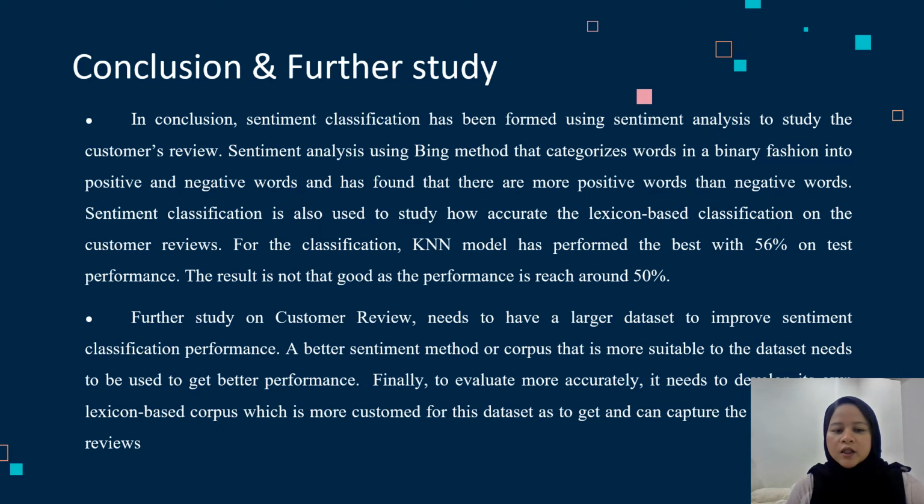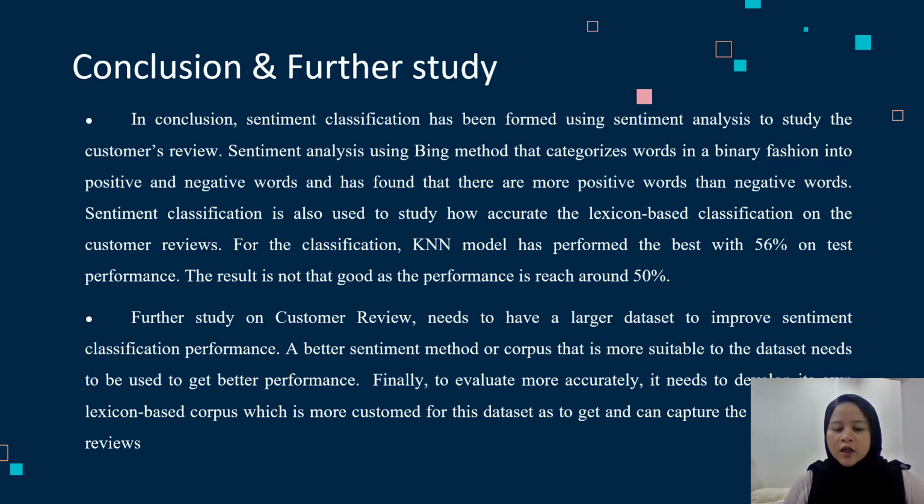For the classification, the KNN model performed the best with 56% test performance. The result is not really good, as performance reached only around 50%, which means that we cannot prove that 50% is a good performance.